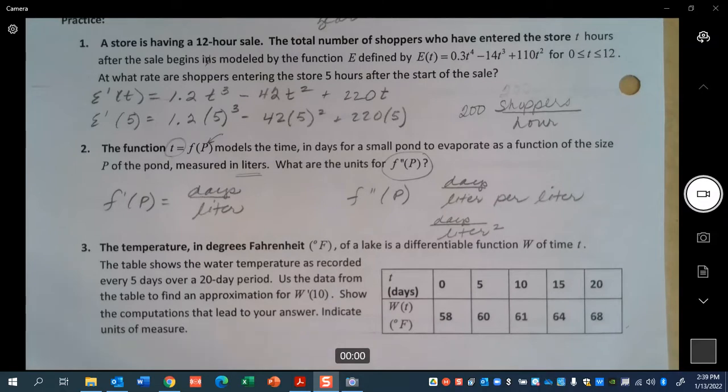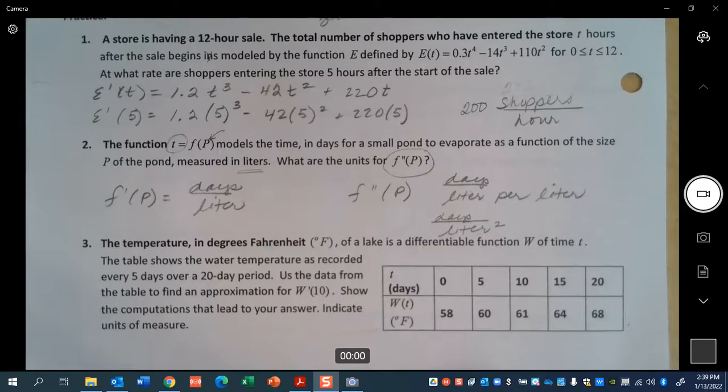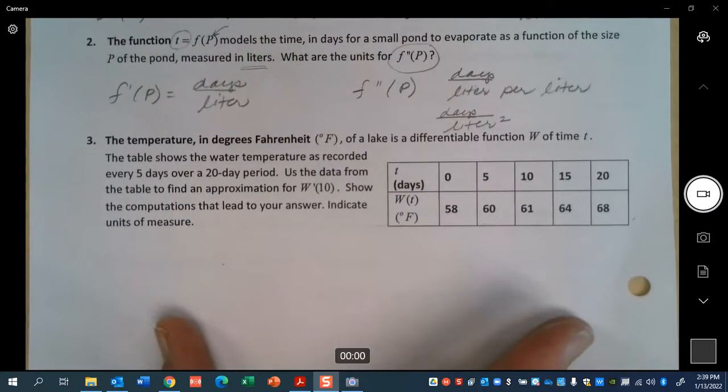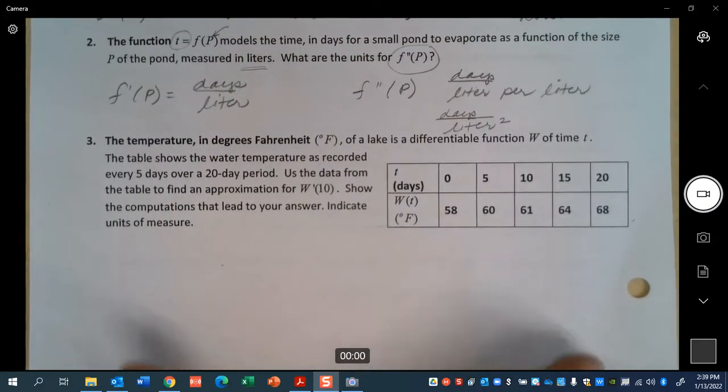The temperature in degrees Fahrenheit of a lake is the differentiable function W of time. The table shows the water temperature is recorded every 5 days over a 20-day period. Use the data from the table to find an approximation for the rate of change at 10. Show the computations that lead to your answer, and indicate units of measure.